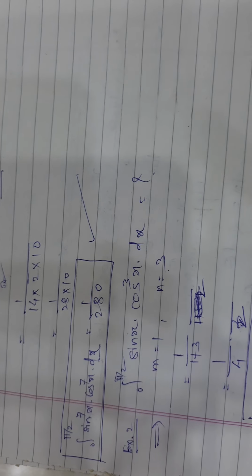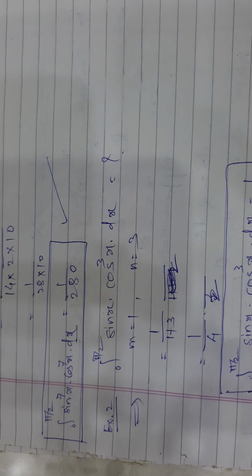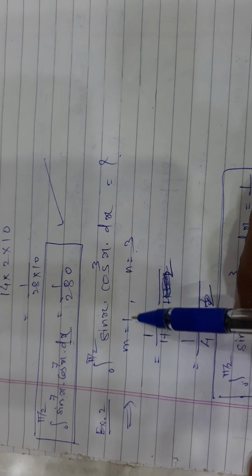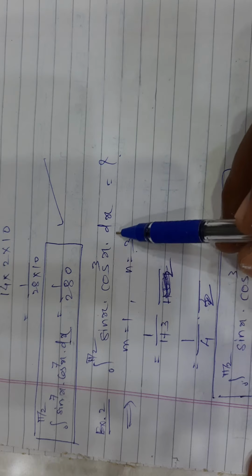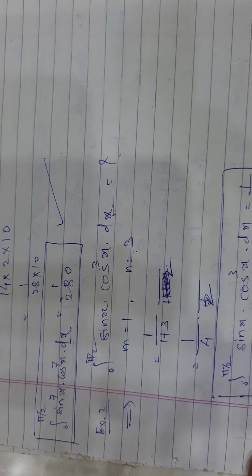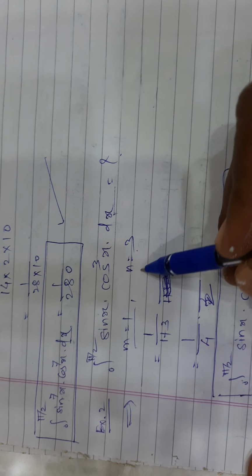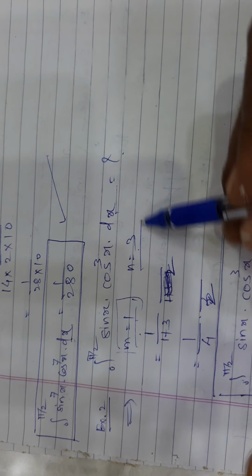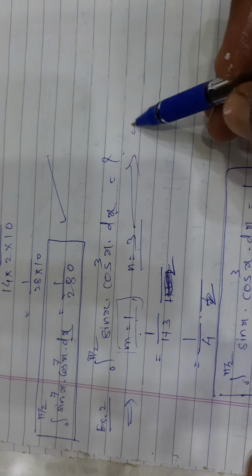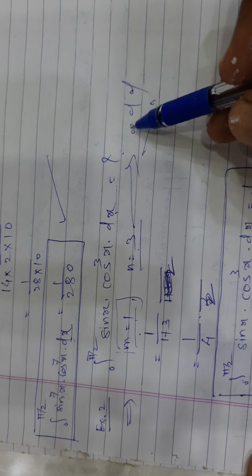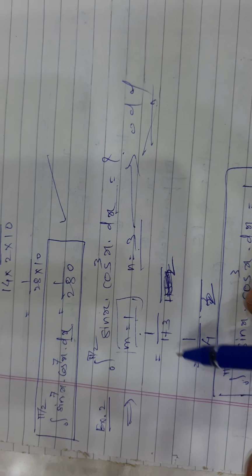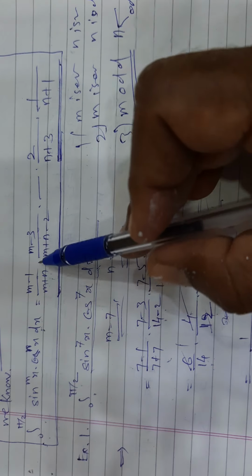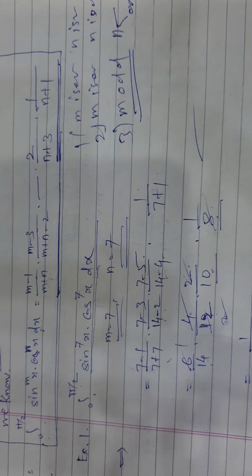Next example, evaluate integration within the limit 0 to pi by 2 of sin x into cos cube x with respect to x. In this case m is 1 and n is 3. m is odd, then we know the formula. Either n is even or odd, it doesn't matter. Here, in this case, n is odd. See the formula here.